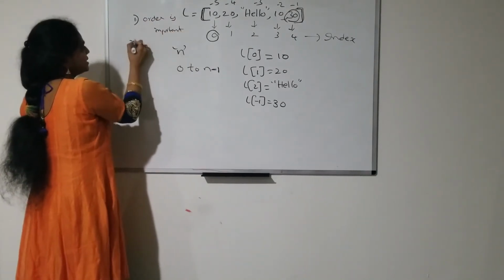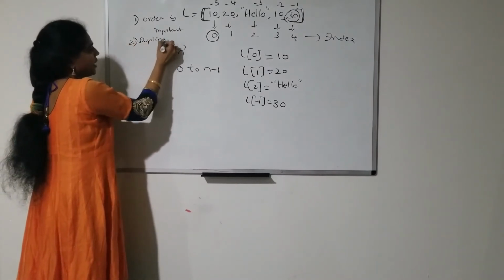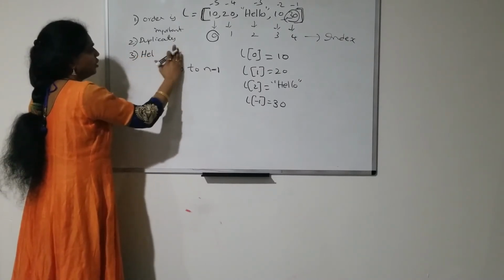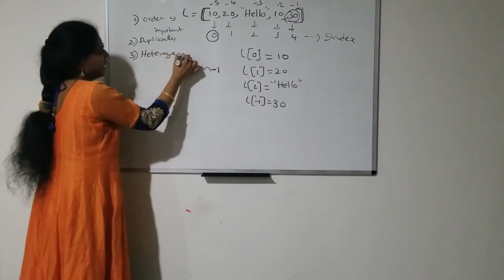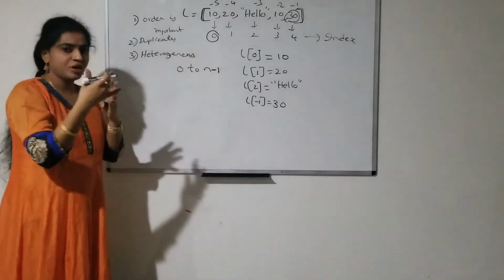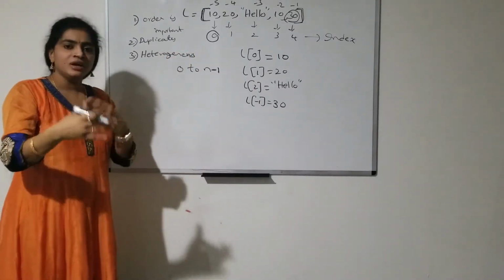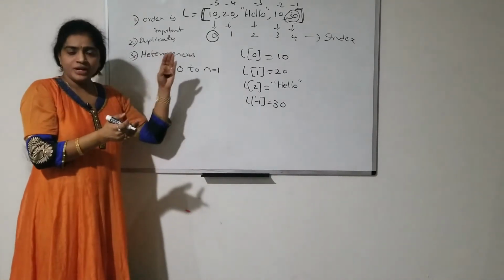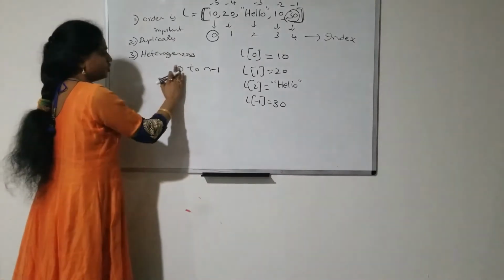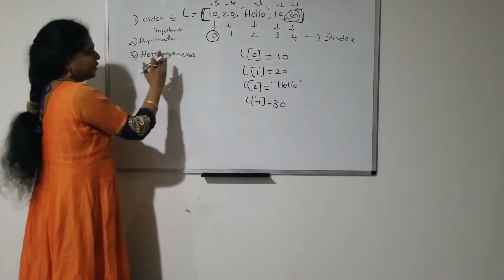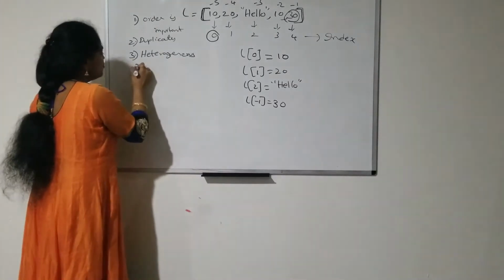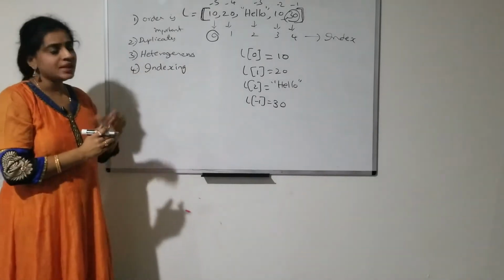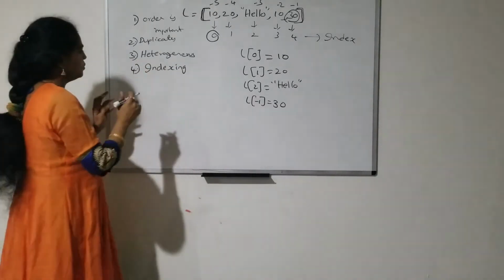The second one is duplicates are allowed. The third one is heterogeneous data types are allowed. That means different data types you can store, integer, string, float, whatever data types you want, you can store in the list. And the fourth one is the indexing concept is allowed in the list.